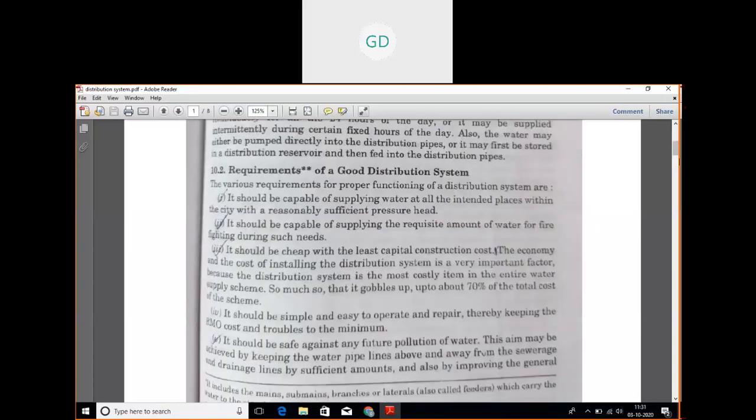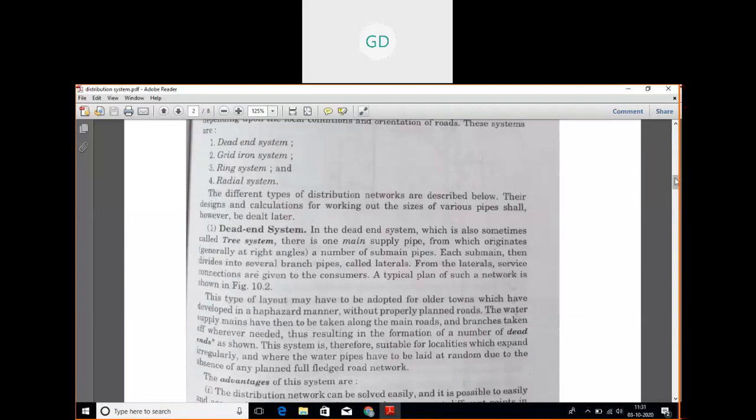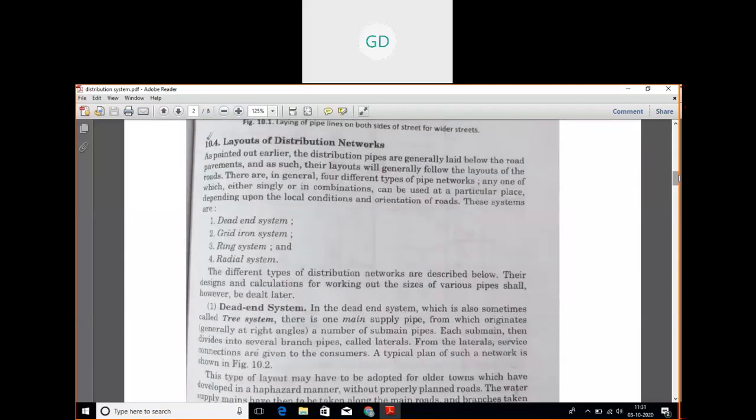Acha, next is your layouts. We have to know some of the layouts, like how distribution pipes are laid. Below the road, obviously you have seen in your place also, the pipes are laid below the ground, isn't it? There are certain layouts; they are not just laid here and there. There is a certain method by which the distribution pipes are laid below the road pavements, okay. In that layout only the water will flow, okay.